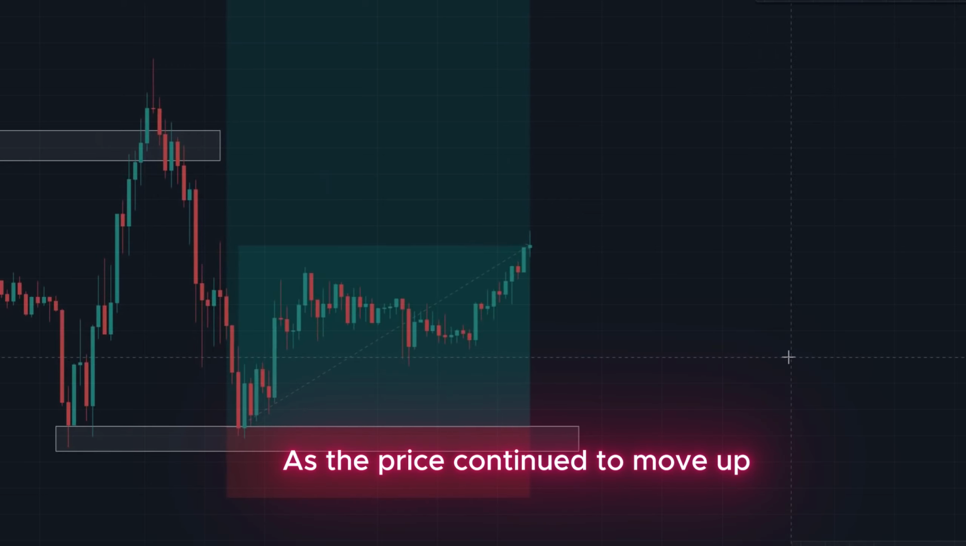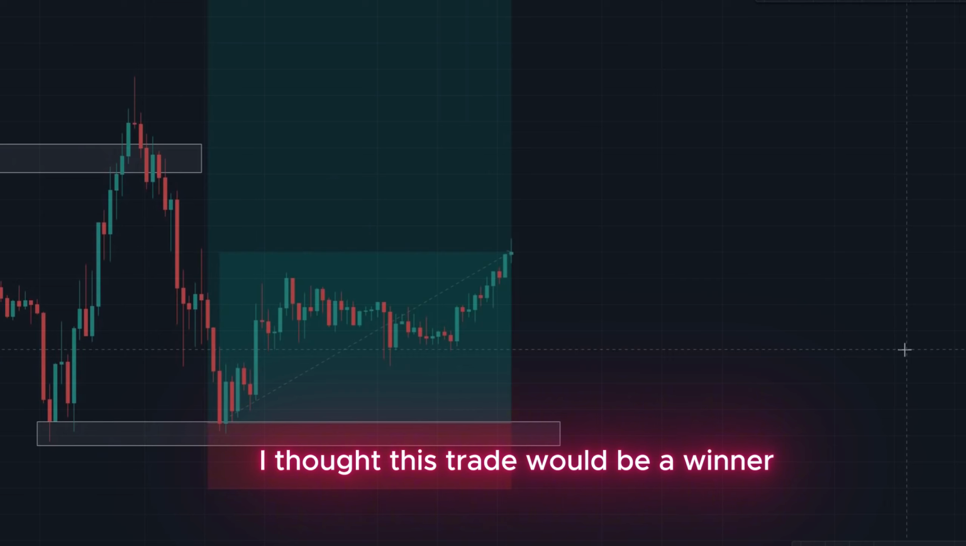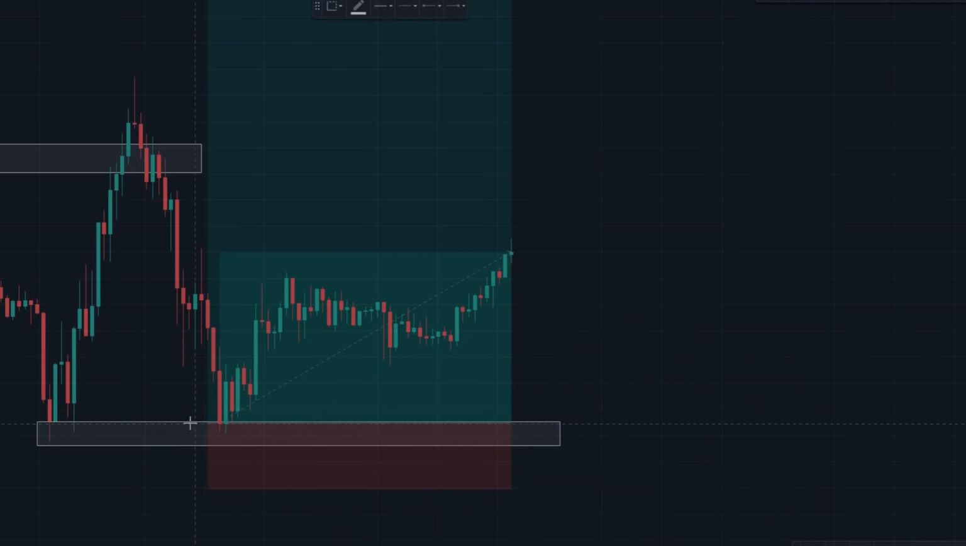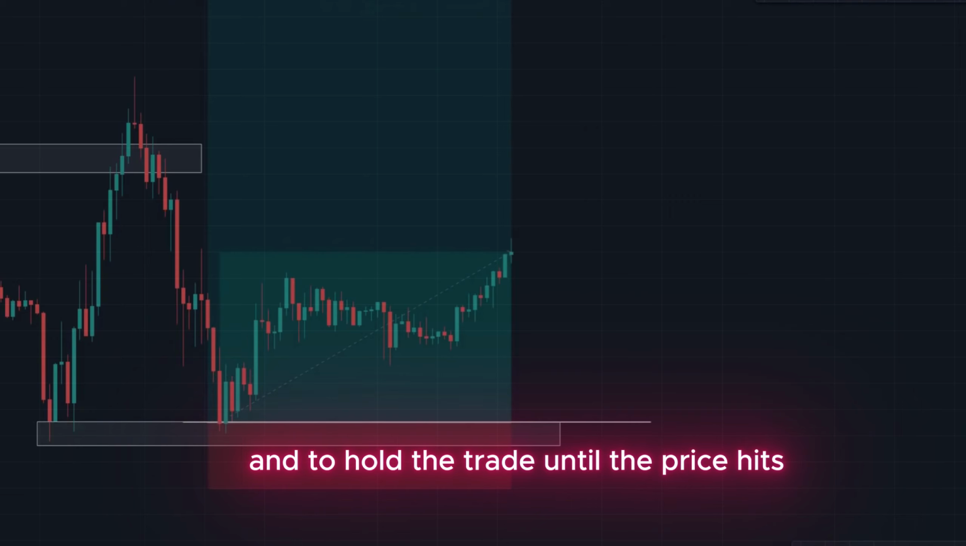As the price continued to move up, I thought this trade would be a winner. I had a perfect entry and a perfect target. So I moved my stop loss to my entry point and decided not to move the stop loss again and to hold the trade until the price hits my take profit point, and that's it.